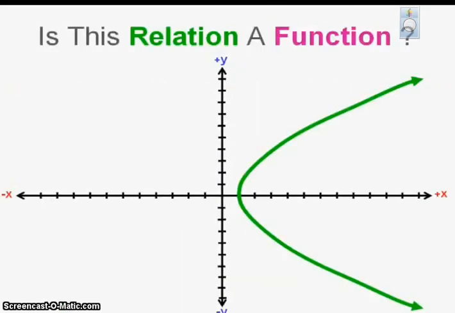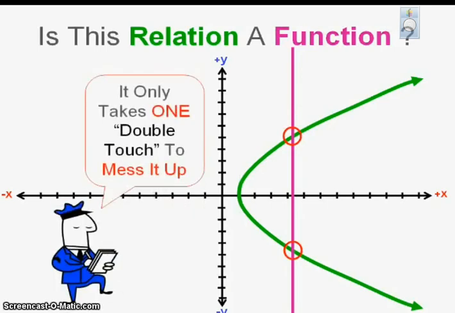Now this relation, if we use the vertical line test, hits it in 2 places at that spot. And it only takes 1 double touch to mess it up. Now there are many other double touches here, aren't there? But it only takes 1 to mess it up. So while this may be a picture of a relation, it is not a picture of a function.